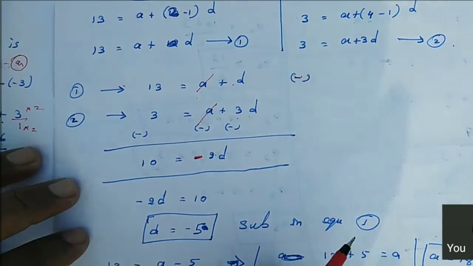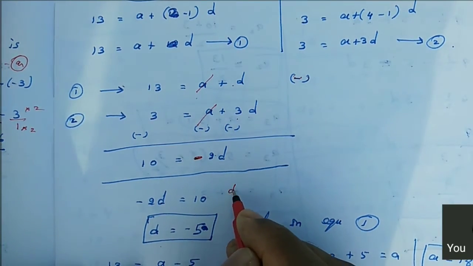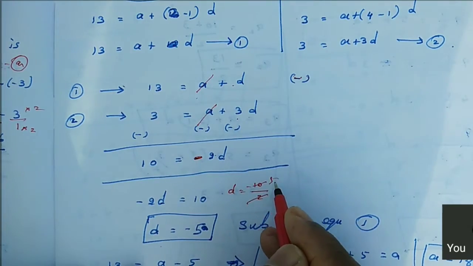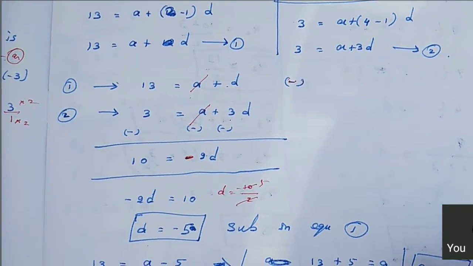Now minus 2d is equal to 10. Then d is equal to 10 by minus 2. It became 5, minus 5. Are you clear? That is d is equal to 10 by minus 2. One 2 is 2, 5 twos are 10. So d is equal to minus 5. Are you clear? Any doubt?